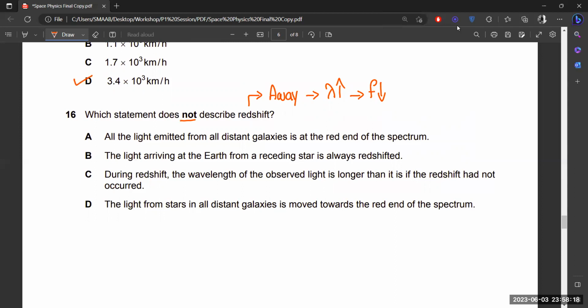So in question number 16, which statement does not describe redshift? Let's check out these statements. First statement: all the light emitted from all distant galaxies is at the red end. So basically they are not talking about the red end of the spectrum.